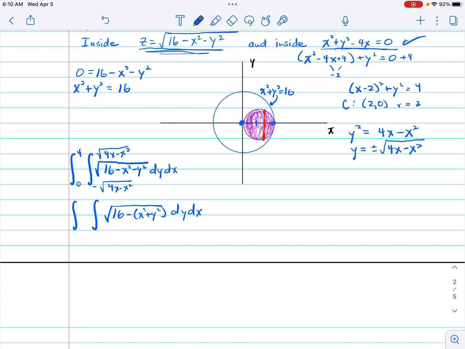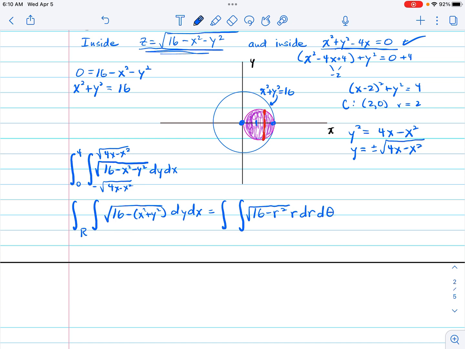Okay. In other words, I could write it that way. Well, remember, x squared plus y squared is r squared. So really, what we have now, when we're setting this up, getting ready to write it in polar, we've got the square root of 16 minus r squared. And remember, as soon as I go down that road of converting to polar, I need to put an r dr and then a d theta here.